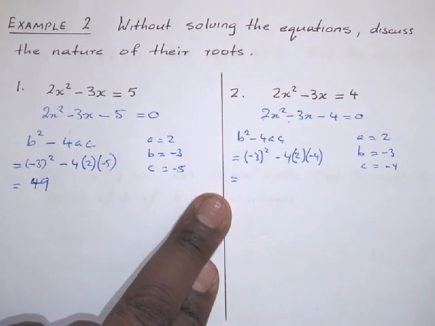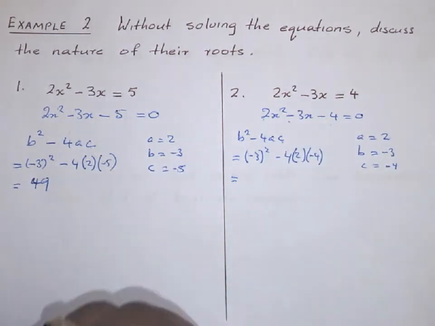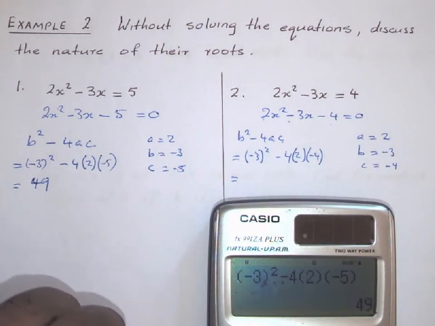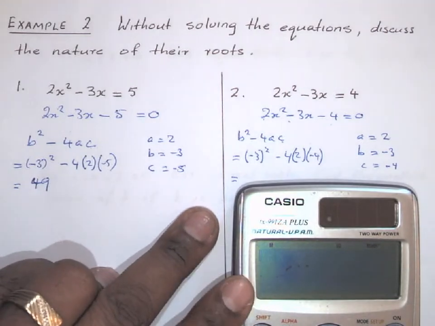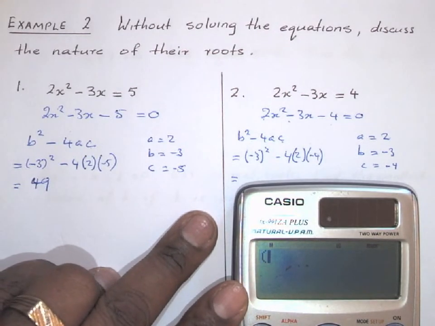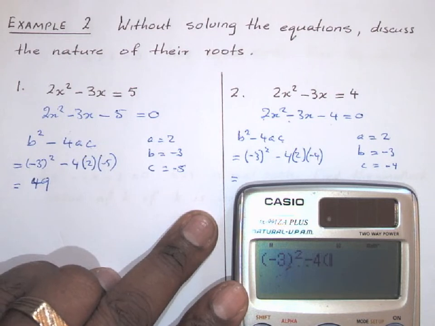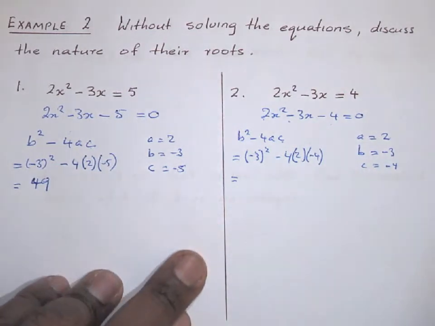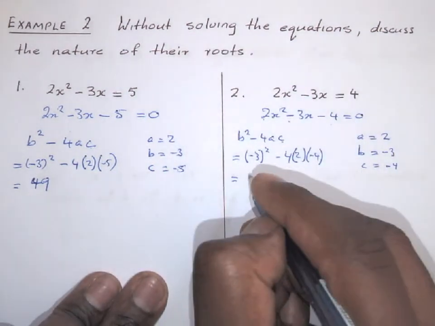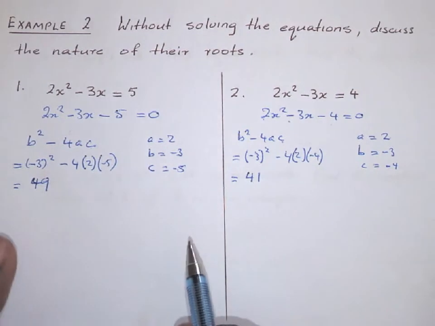So this gives us, if I put it in a calculator to find out what the answer is, minus 3 squared, minus 4 times 2 times minus 4. What is my answer? The answer is 41. So I've got an answer of 41. Now, I've got to discuss the roots.